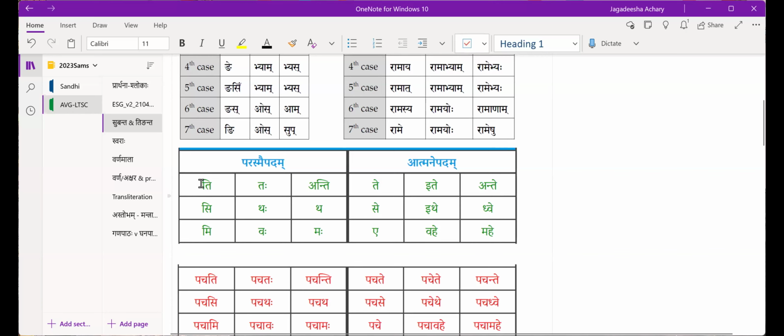So starting from ti, all the way up to ng, all 18 things are called ting. Ting includes ti, tah, anti, or tip, tas, jhi, sip, thas, tha, mip, vas, mas, ta, atam, jha, thas, atham, dhvam, it, vahi, mahi. Because after the mahi, you have mahing.